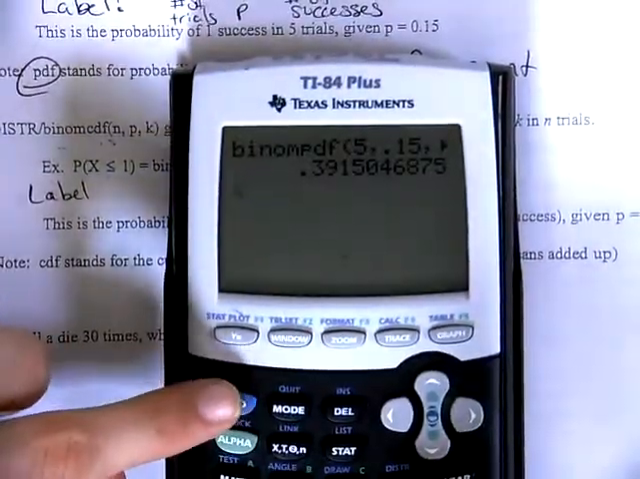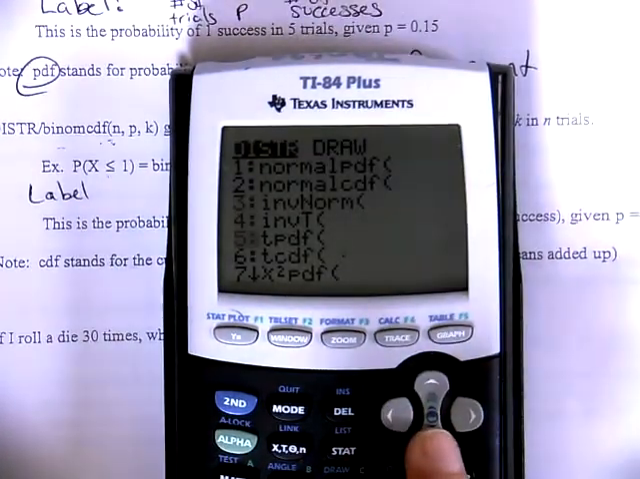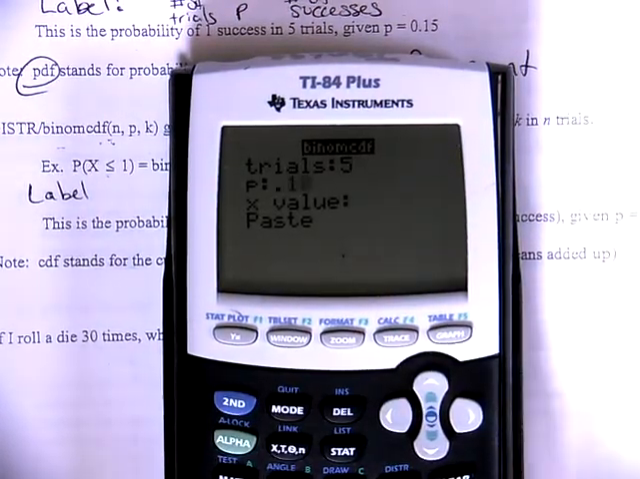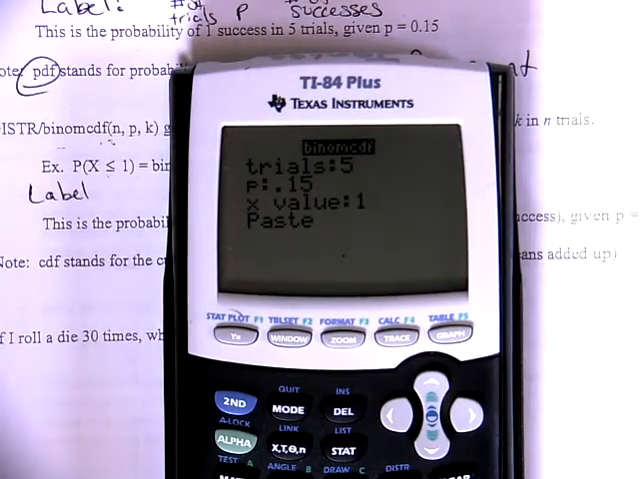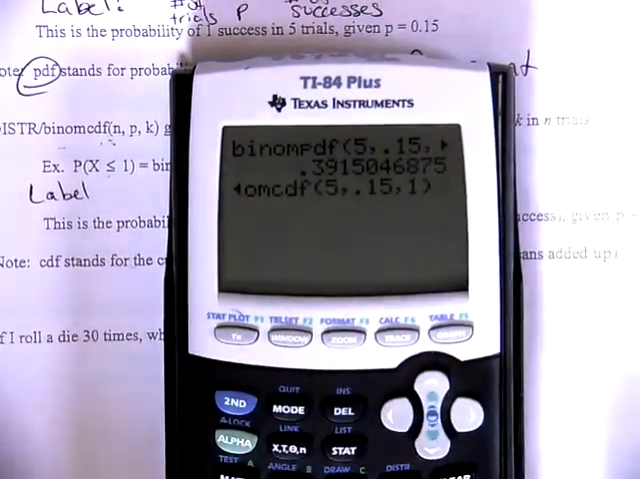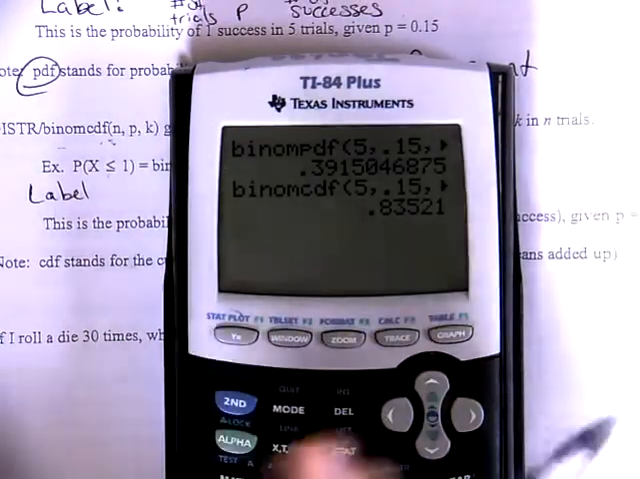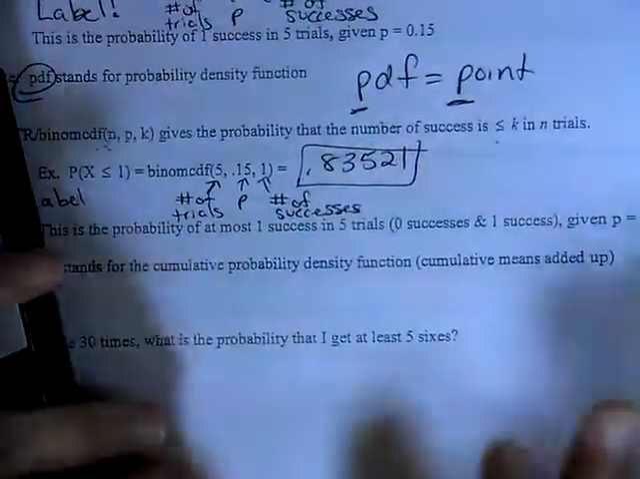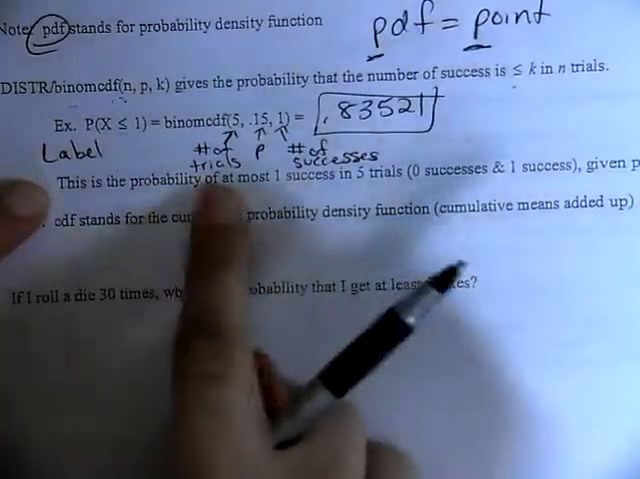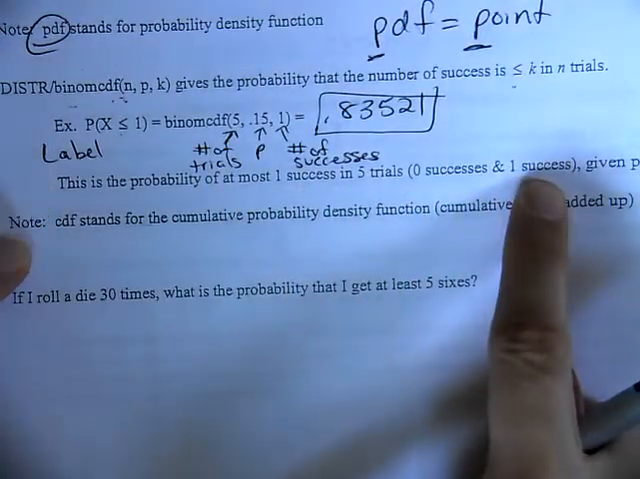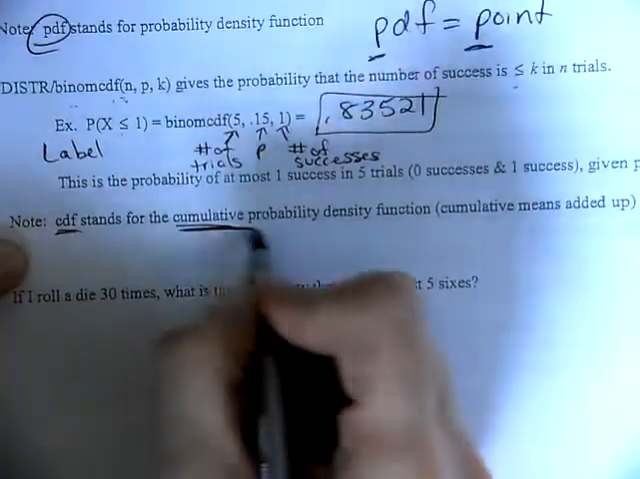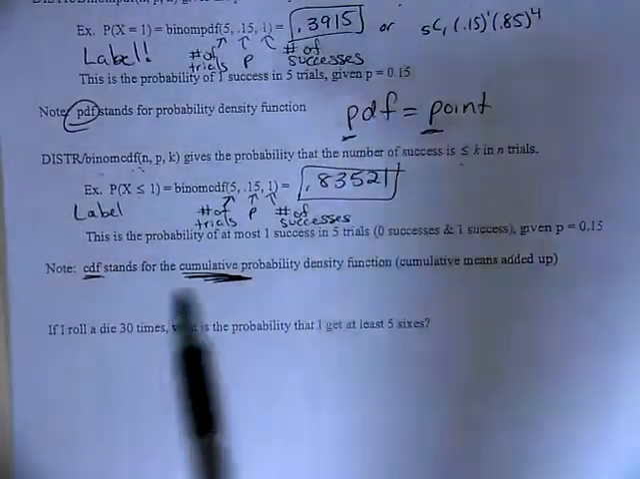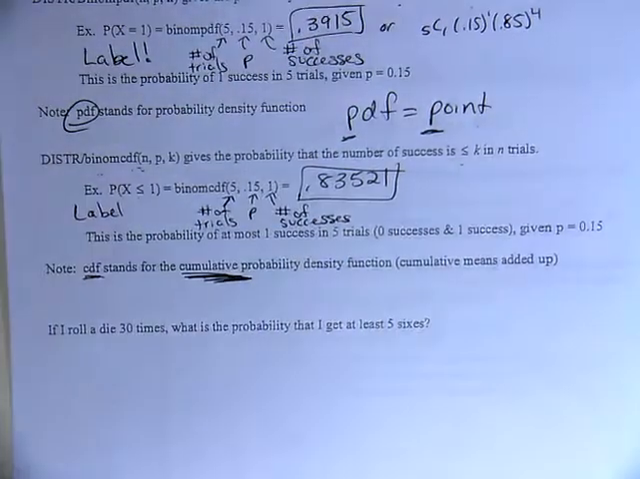So now this is cumulative. It's in the same section. You go to second vars, binomial CDF, and again 5 trials, 0.15 probability, x value is 1. But if you look, you get a higher number because it's including 0. So 0.83521. This is the probability of at most 1 success, so 0 and 1. So CDF stands for cumulative. A lot of people will ask, what's the difference between PDF and CDF? PDF is for a point, CDF is for cumulative, so for less than or equal to.